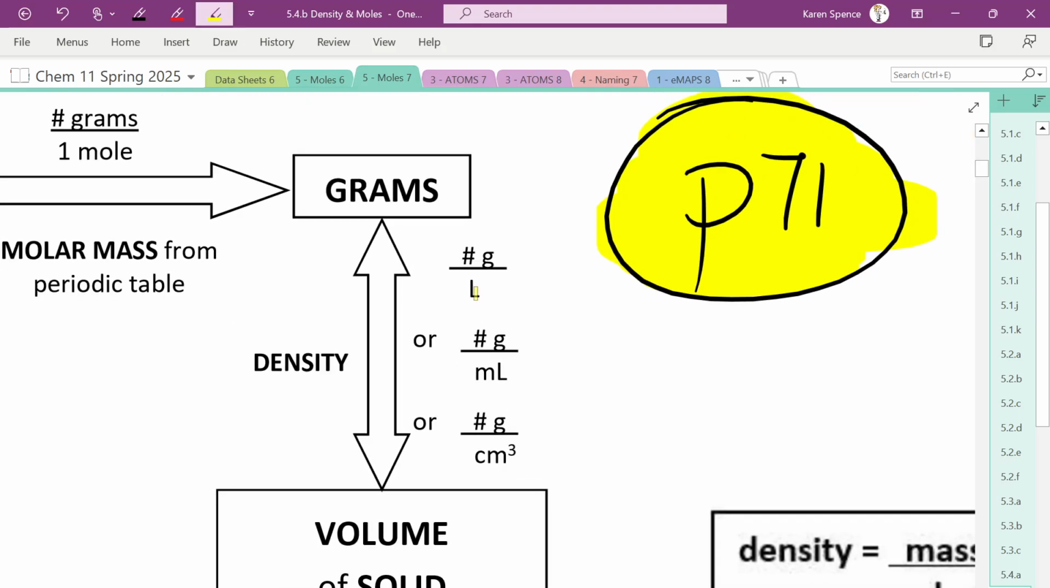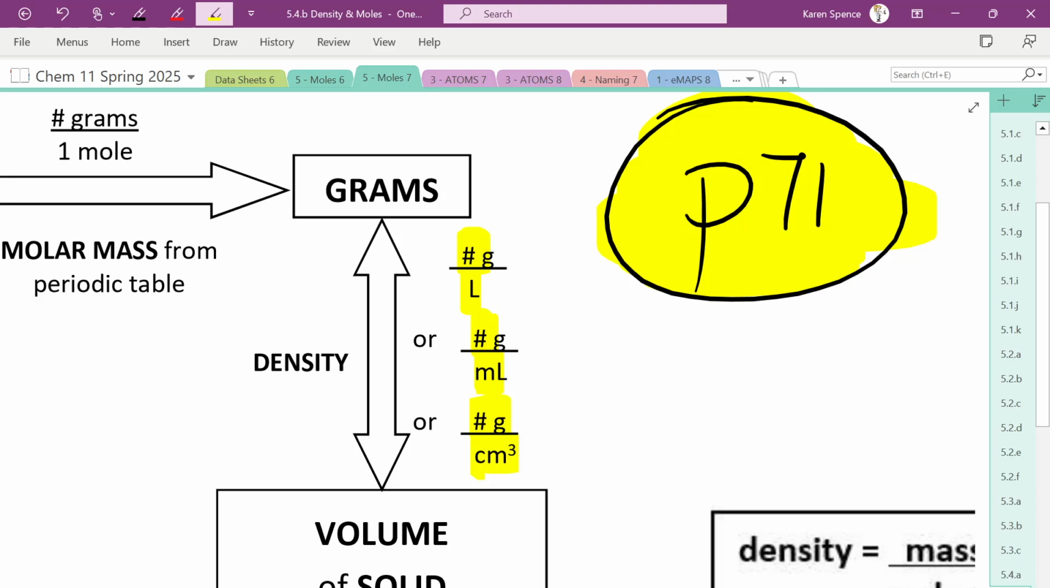You can convert between liters and grams. You can convert between grams and milliliters. You can convert between grams and centimeters cubed. Any of those will work. It just depends on what you are given in the question. And then, of course, if you have grams, what will you be converting it into in this unit, the mole unit? Into moles using the molar mass.